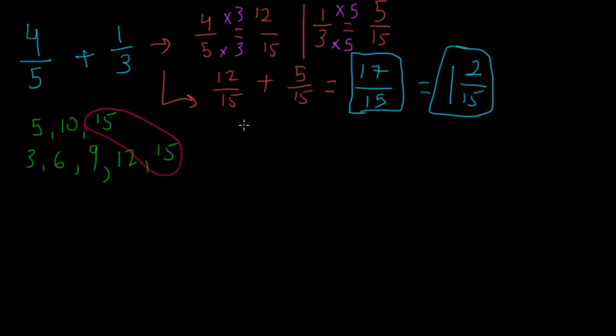But again, all we did here is we made 4/5, we changed it to 12 out of 15. And then we took 1/3 and changed it to 5 out of 15. And this gave us 17 out of 15.